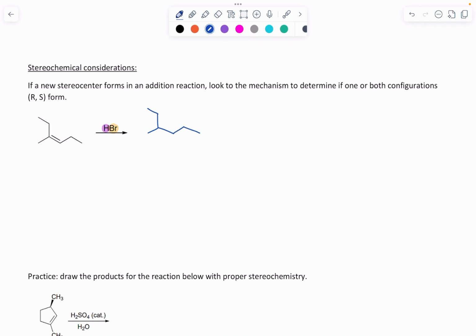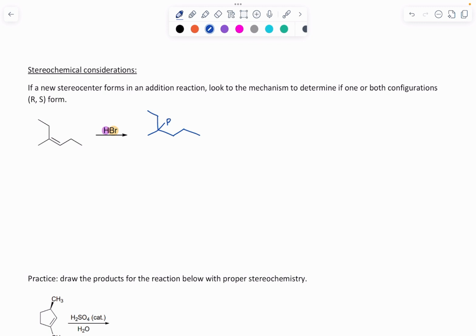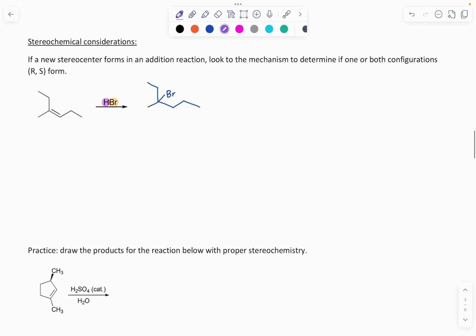So just drawing the product, we don't have the alkene anymore. We have a new bromine bonded right there. Actually, just for sake of drawing stereocenters, I'll put it up here. It doesn't actually matter though. Okay, so that's a way to predict the product without drawing the mechanism. The mechanism, of course, explains how to get there, so let's still draw it. And this will help us understand how to determine if one or both configurations are going to form.